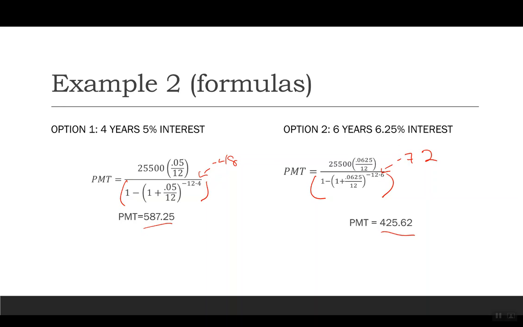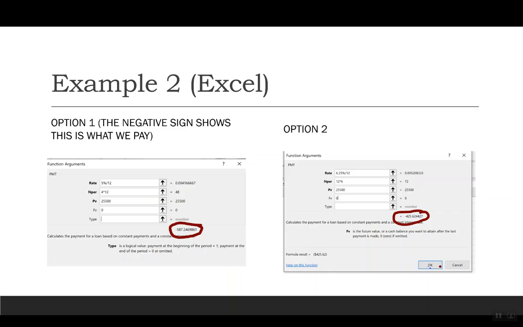Again, if you didn't like these methods, I'm showing you here's what I put in for each of them in Excel. So the 5% over 12, the 4 times 12 for payment, the present value, the future value 0. I left the type blank and you can see the $587.25. Option 2, 6.25% over 12, 12 times 6 for the number of payments, same present value of $25,500 and the future value of 0, and you can see $425.62. So your choice, whichever way you want to do it.